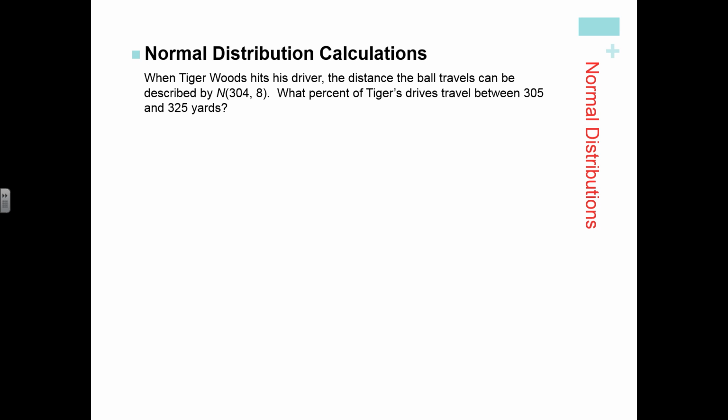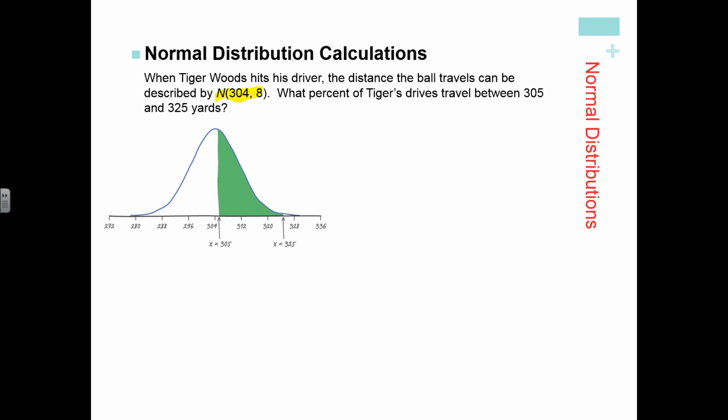All right, so here's another example. We have Tiger Woods, and we're looking at the distance the ball can travel. This is normally distributed with a mean of 304 and a standard deviation of 8. It says, what percent of Tiger's drives travel between 305 and 325 yards? The first thing I'm going to do is figure out my x, which is my distance. I'm looking for the distance that the ball travels.